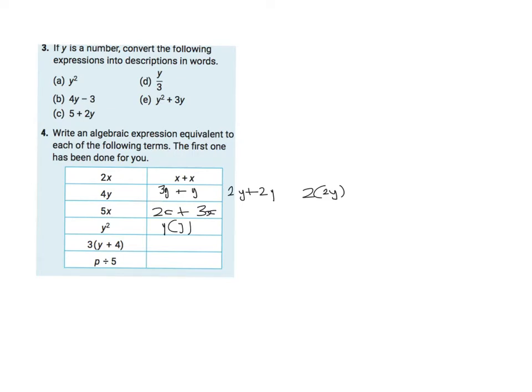All right. The next one, I could multiply out. So we've done this one before already. So the number outside the bracket gets multiplied by the first number inside, and the number outside the bracket gets multiplied by the other number. So when I multiply all of that out, I'll end up getting 3y plus 3 times 4 is 12. And the last one, p divided by 5. So that's very similar to this one here, y divided by 3. So we can rewrite p divided by 5 as p over 5.